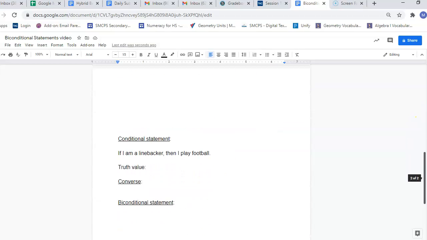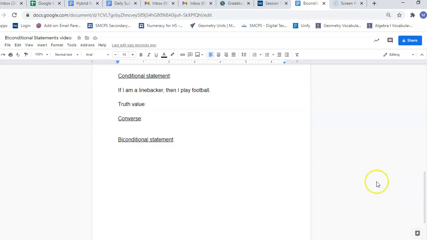All right, let's look at another one. Here's our conditional statement. If I am a linebacker, then I play football. I don't know that much about football, but I do know that a linebacker is a football position. So the truth value of this conditional statement is that it is true. Okay, and remember, conditional statement is if P, then Q. The converse is where we switch them. So if Q, then P. So the converse of our example statement here would be if I play football, then I am a linebacker.